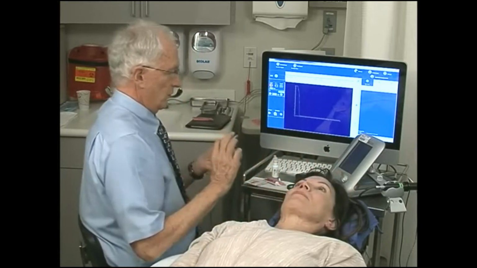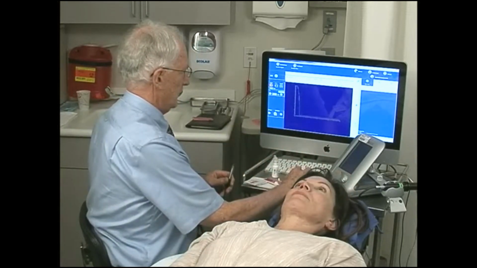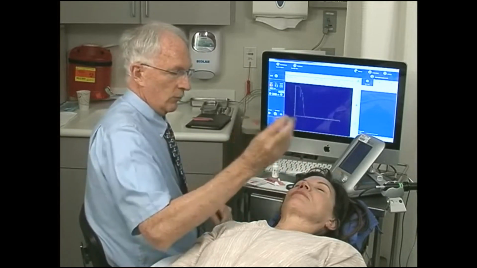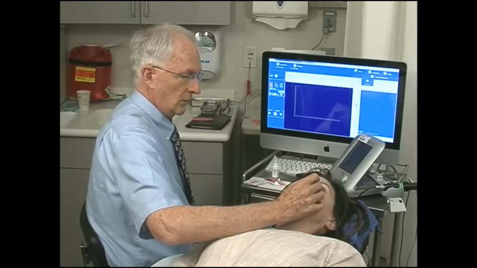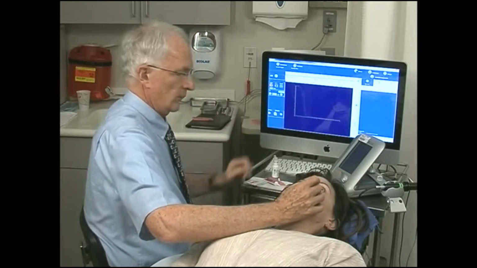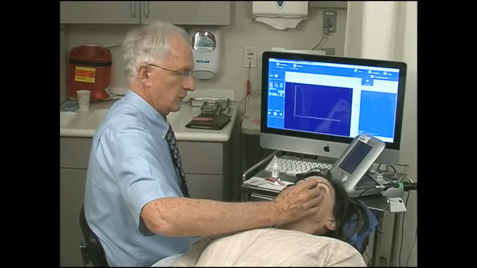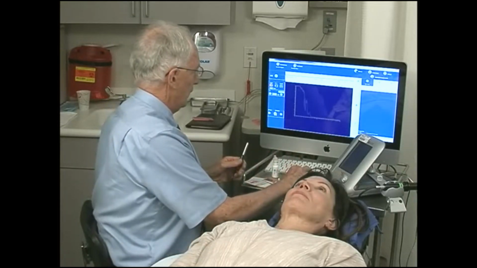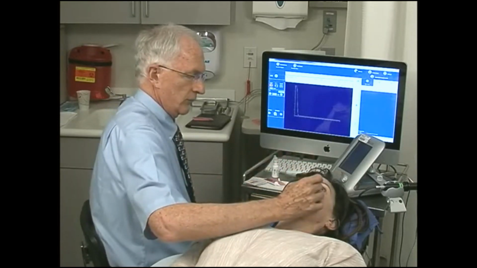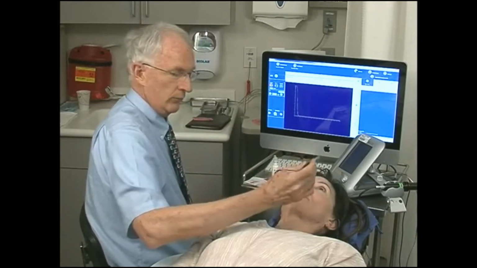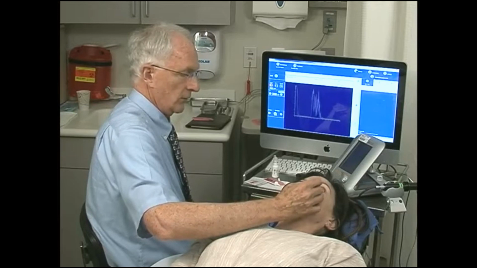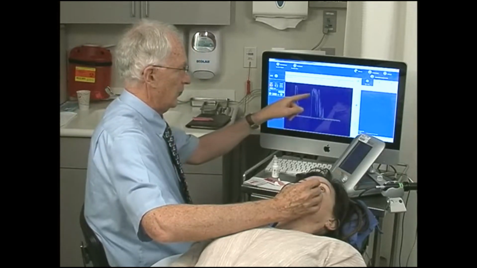I then can go to an orbit expansion, which simply has the same display in a more contracted view, allowing me to see the orbital tissue in a better display. And so as I go on the orbital expansion, I can do the same scanning technique. I place the probe inferiorly at the 6 o'clock position, and I am going superiorly, scanning the orbit.